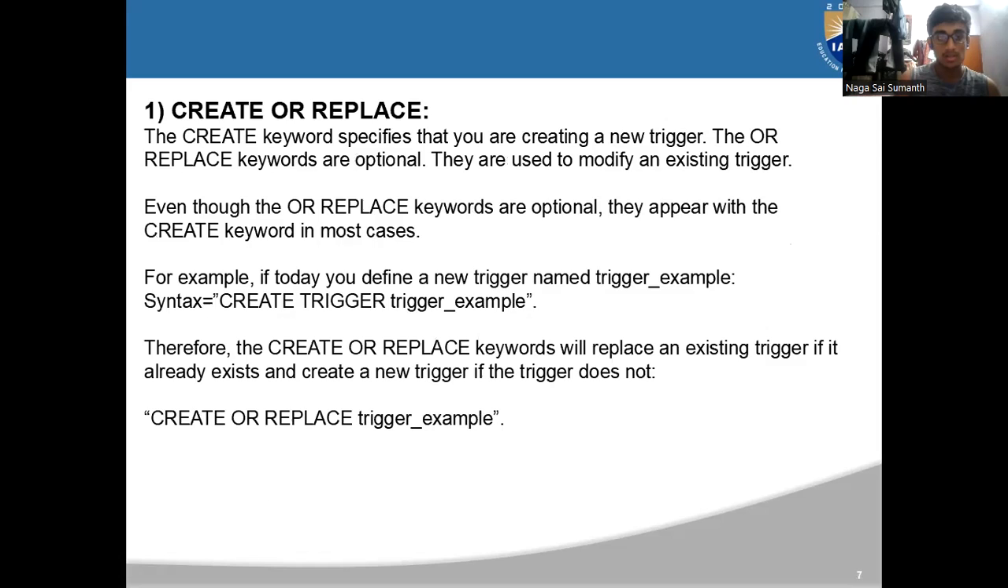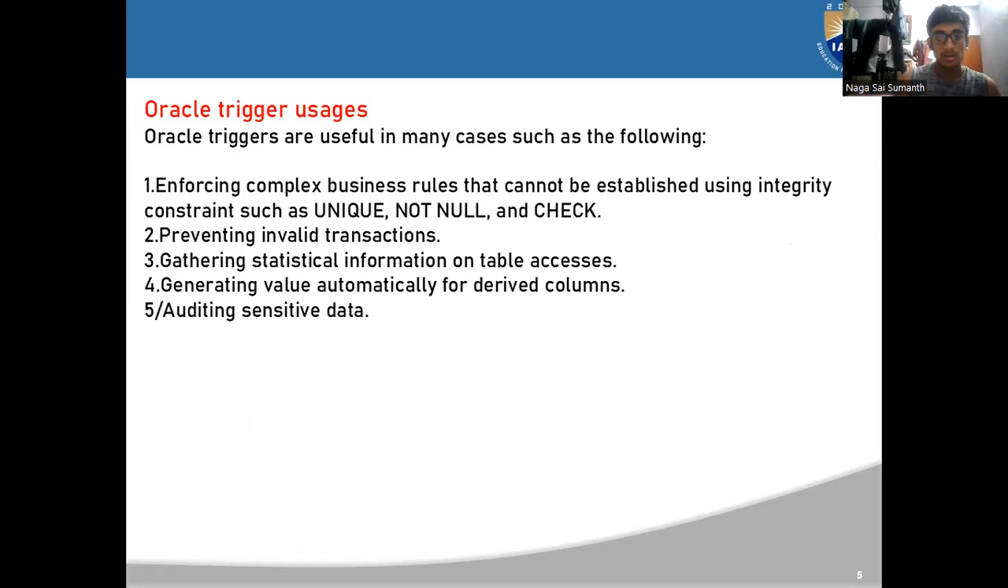Oracle trigger usage. Oracle triggers are mainly used in cases such as the following: enforcing complex business rules that cannot be established using integrity constraints such as unique, not null, and check, preventing invalid transactions, gathering statistical information on table access, generating values for derived columns, and auditing sensitive data.